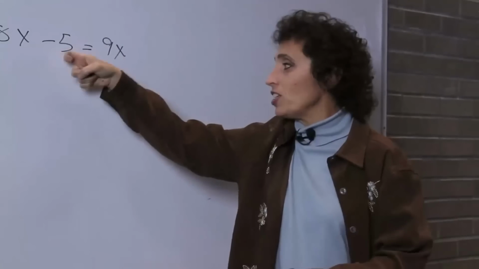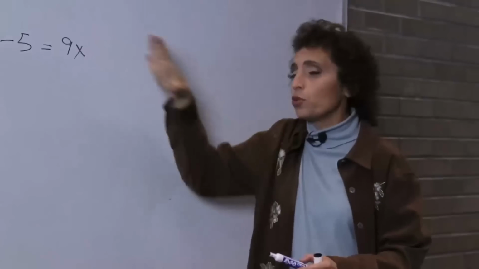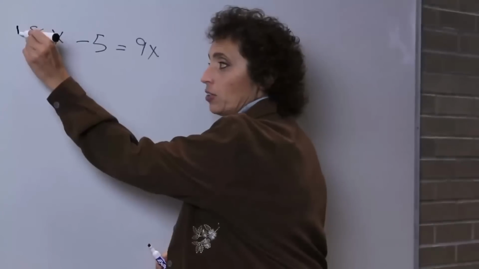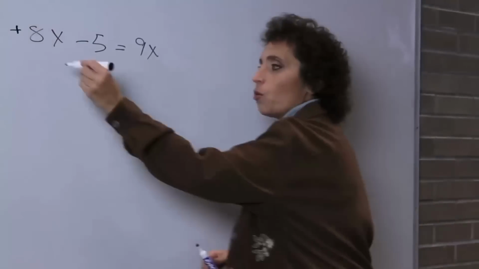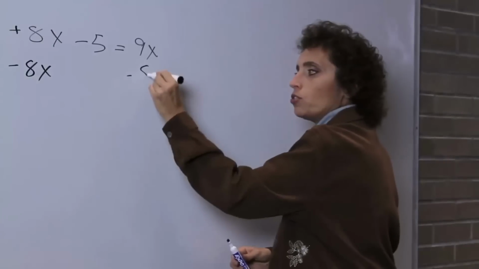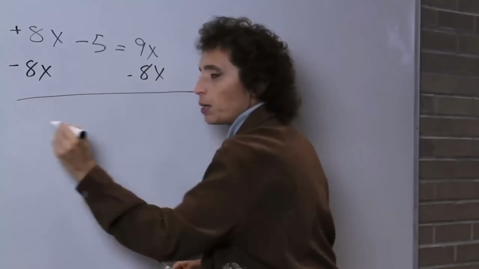I don't want to touch him because he's got no friends on this side. He's got no pure numbers to combine with. So the only guy left to move is this, and he's a positive 8x. So I'm going to do the opposite of positive and make that negative 8x. Whatever I did on one side, I have to do the other to keep it in balance.